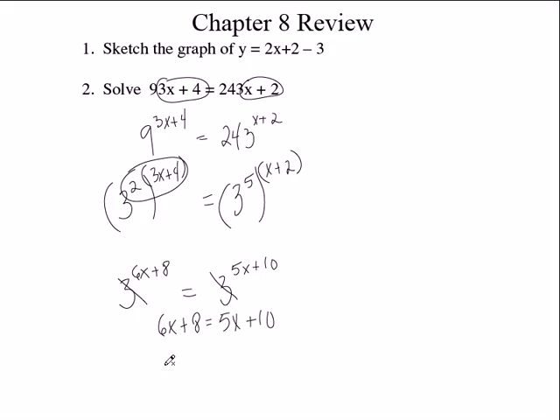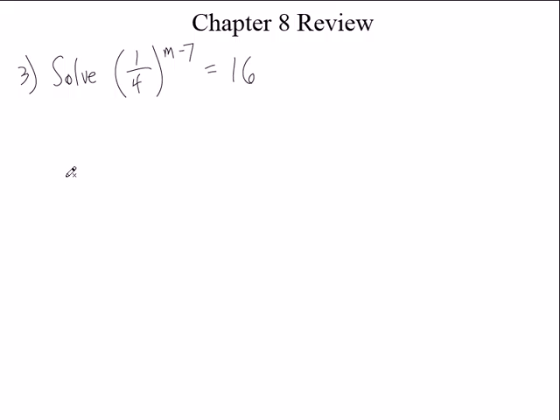Let's see, subtract a 5x from both sides, that's an x, subtract an 8, that's a 2, and there we go. That's how we do that. Make sense? Let's move on.